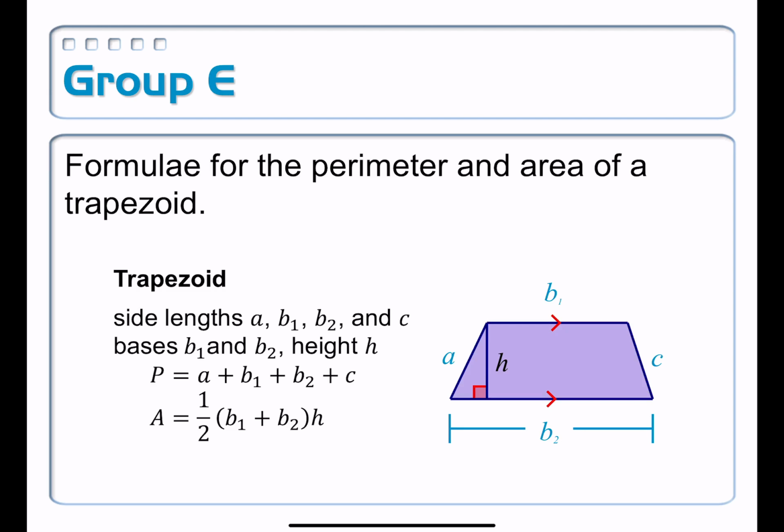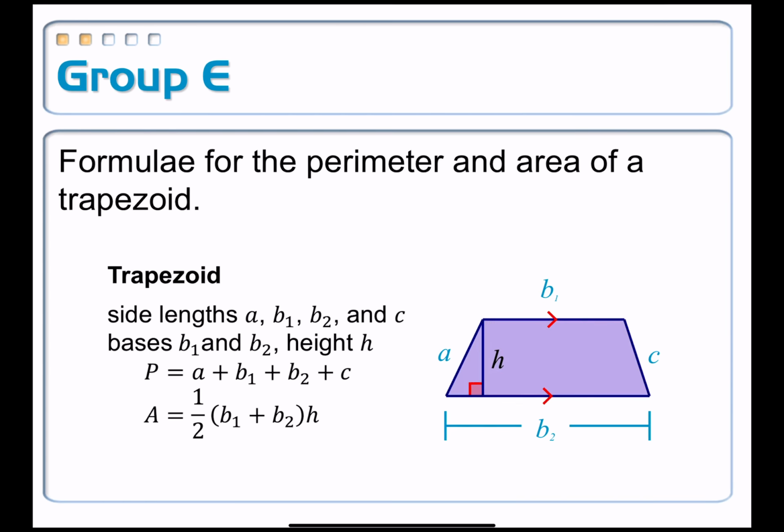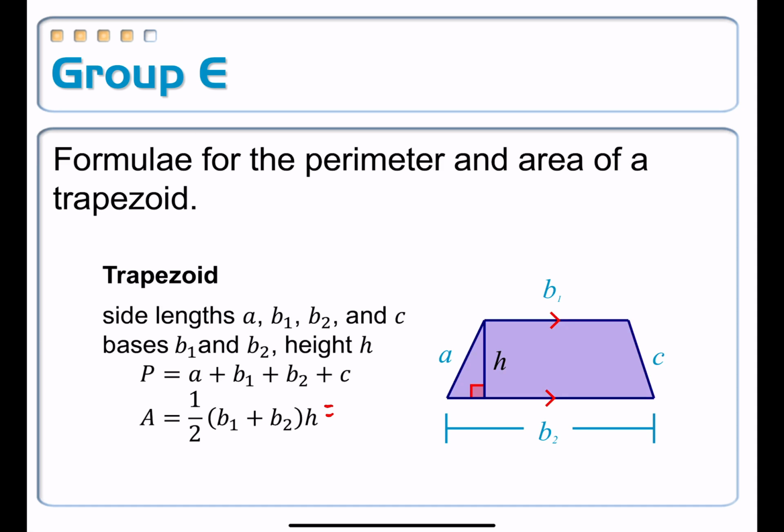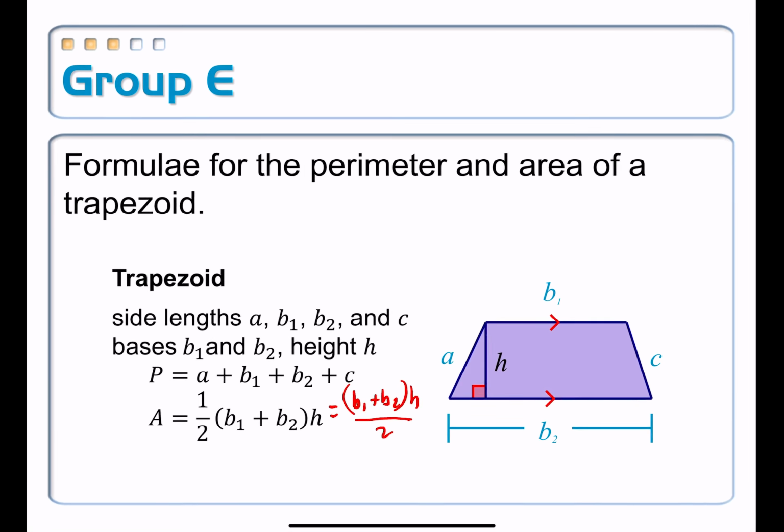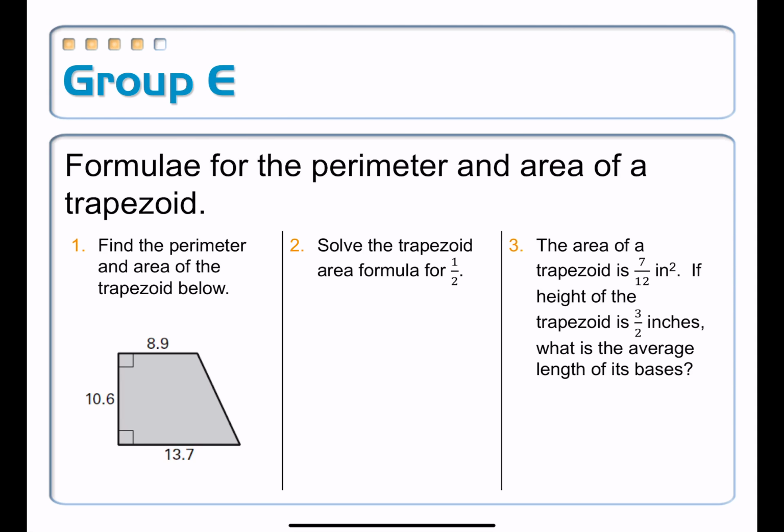Our area formula, however, our area is equal to 1/2 the sum of the two bases multiplied times the height. Sometimes people write that out like this. The sum of the two bases multiplied times the height, and then all of that divided by 2. That's acceptable. All right, so let's look at the actual problem set for these three problems.